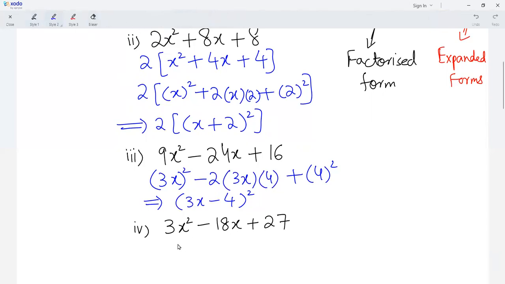So we can see the highest common factor of all of them is 3. So 3 must be taken as common. x squared is left. Minus 3, how many times makes 18? It will be 3.